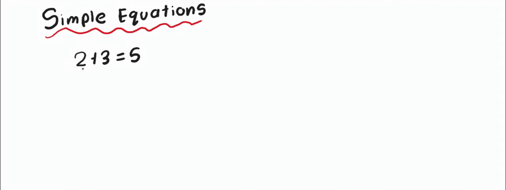You know the left side. What is the left side value? 2 plus 3 is 5. And what is the right side value? This is also 5. So the left side and right side are equal.